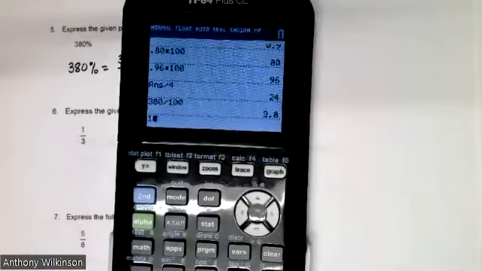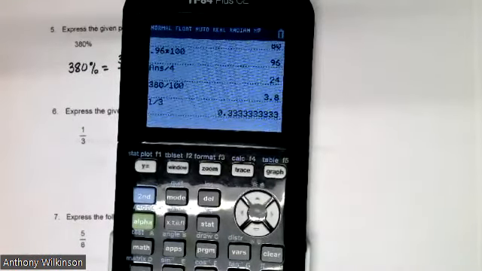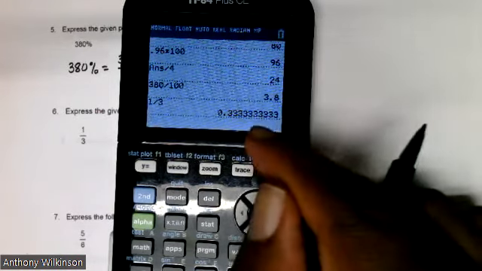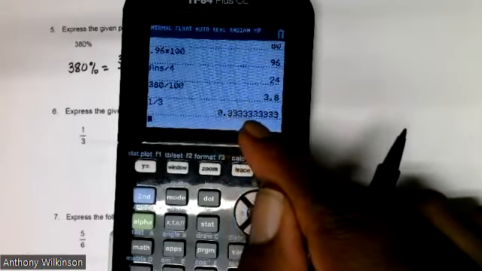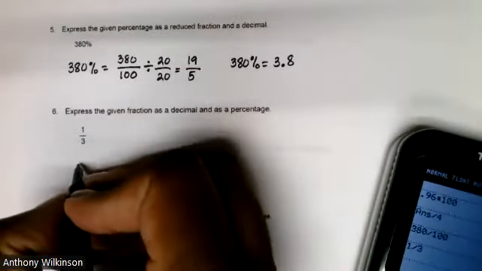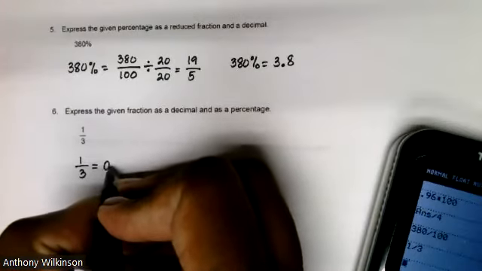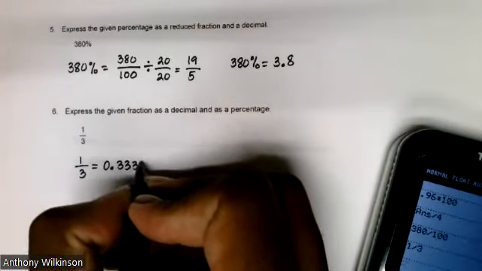All right, number 6. Let's say we got 1/3, and we want to express this fraction as a decimal and a percent. Now, let's see what's going to happen when we do 1 divided by 3 in the calculator. This is what you're going to get. It's actually a repeating decimal. Now, in this case, they're going to ask you to round to so many decimal places. In this case, they're asking me to round to 4 decimal places. Okay? So it'll be 0.3333. So 1/3 as a decimal would be 0.3333.